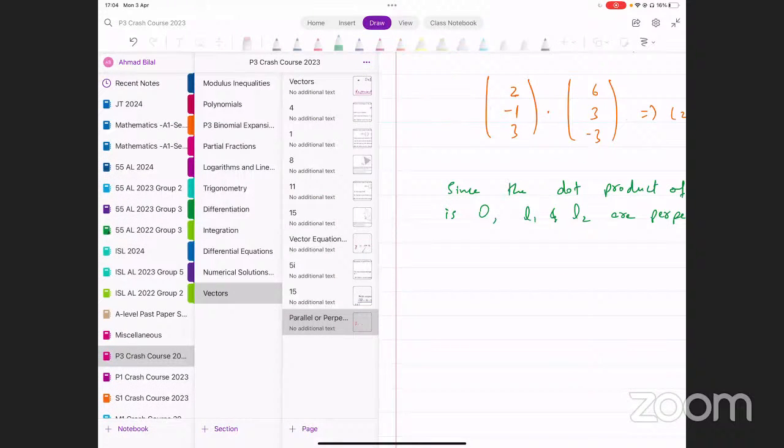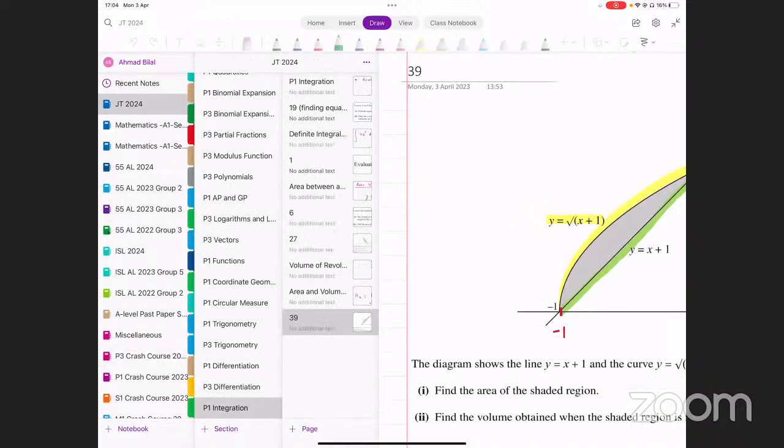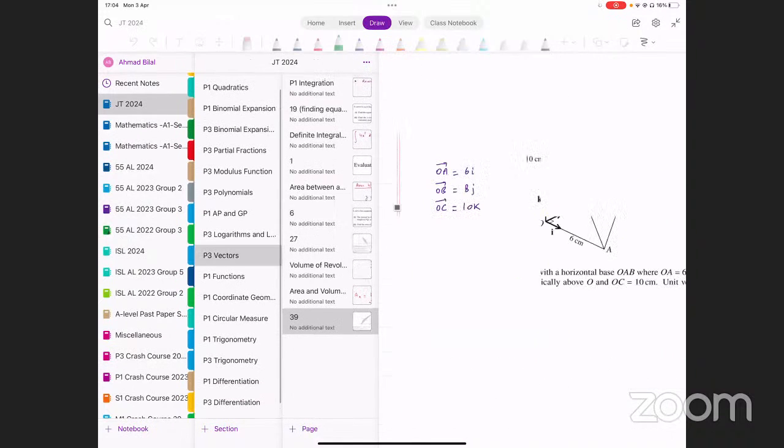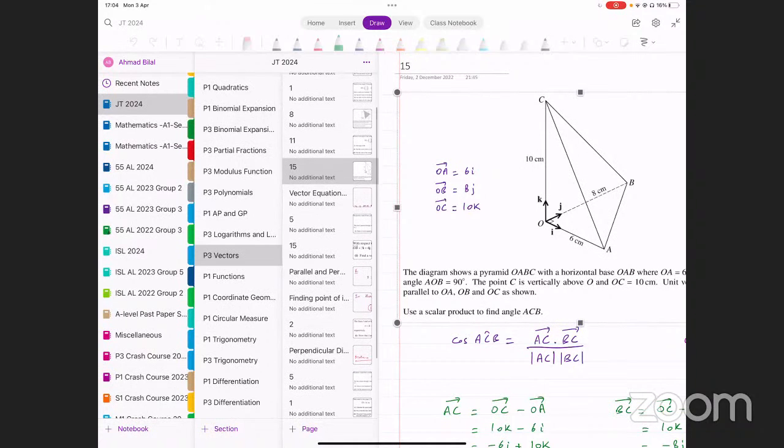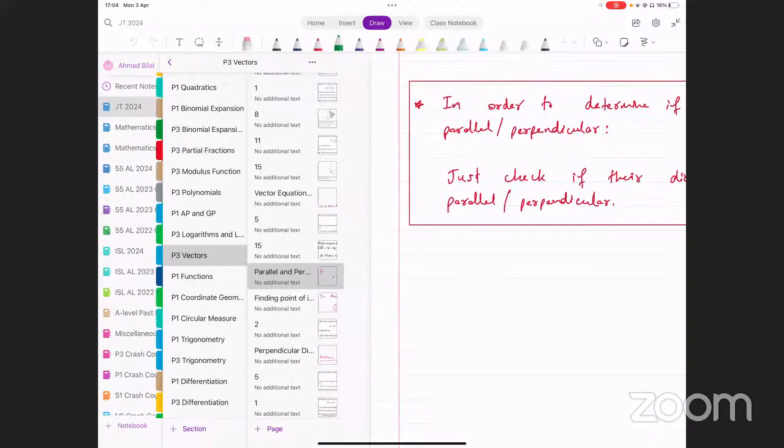Now let me actually just copy the statement from somewhere. Let me find this, if I can do that here anywhere. Vector equation and parallel and perpendicular. Yeah.